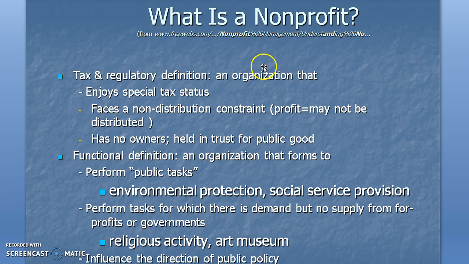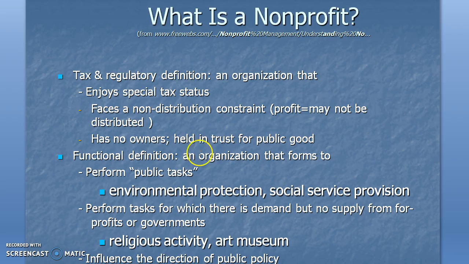So what is a nonprofit? A nonprofit exists for many different purposes, but it has a tax and regulatory definition, and it enjoys special tax status. Primarily, they don't have to pay taxes on their activity. It faces what's called a non-distribution constraint. It can make profit, but it cannot be distributed. And it has no formal owners. The money that is made and the value of that organization is held in trust for the public good.